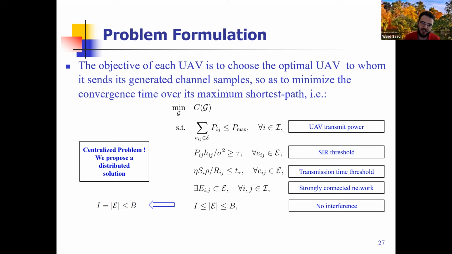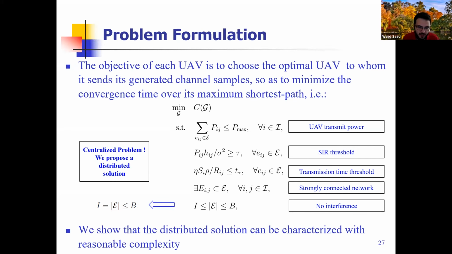Now, this optimization problem can be solved in a centralized way, but we also show that it can be solved in a distributed way, meaning that every UAV can contribute to solving this problem. So you don't need a central server dictating this solution. Again, there are a lot of bells and whistles you can add to the problem. You can make it more sophisticated, but I think this is a good start to this type of modeling.